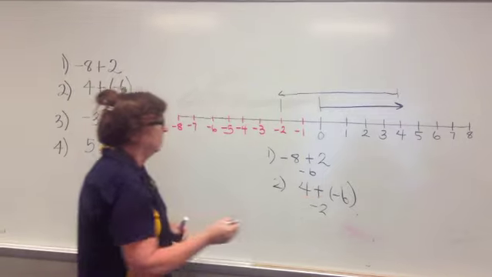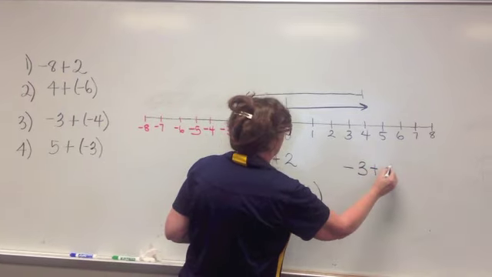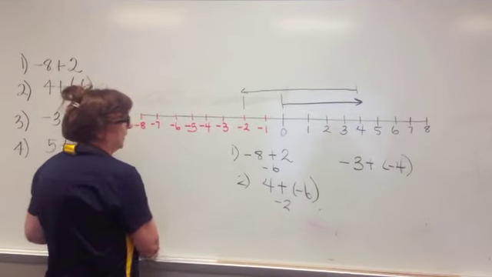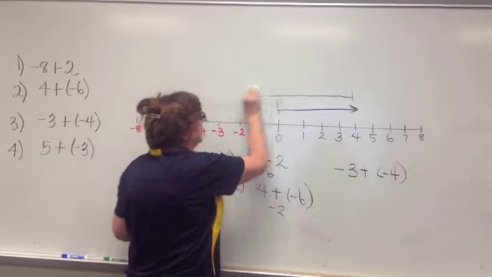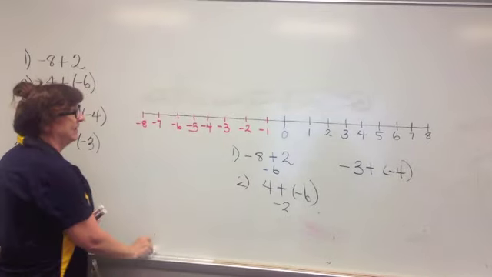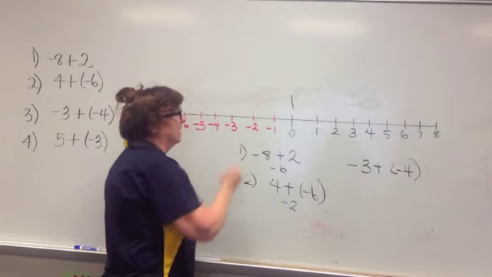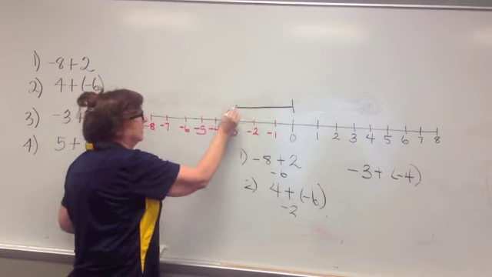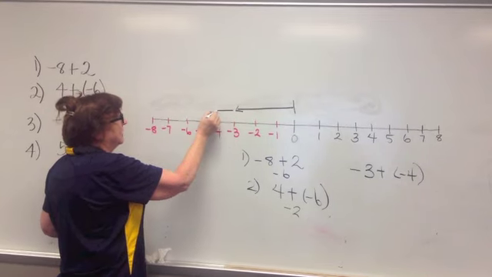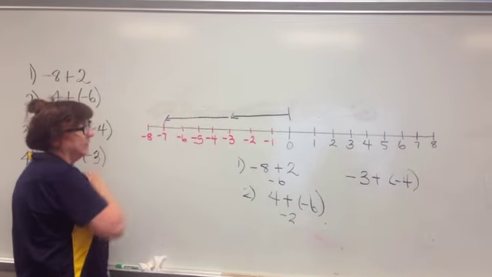Our next problem on our sheet is negative 3 plus negative 4. Now look at that. You've got two negatives and you've got a plus sign. So you need to think, maybe I might be staying in the negatives. So I'm going to start at 0. I'm going to go over negative 3. And then I'm going to go over negative 4 more. 1, 2, 3, 4. So where am I at? I'm at negative 7.